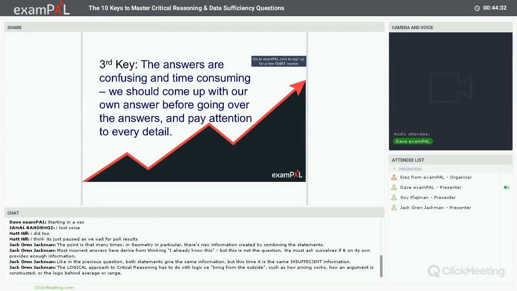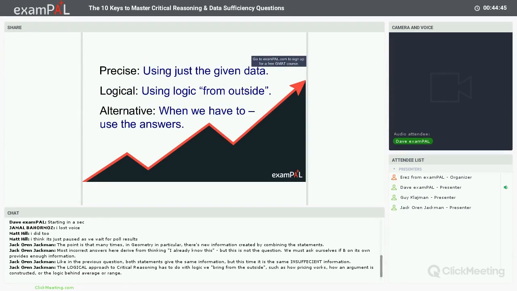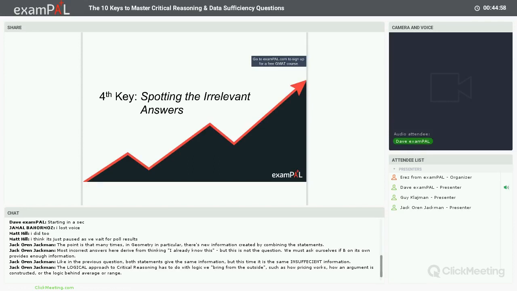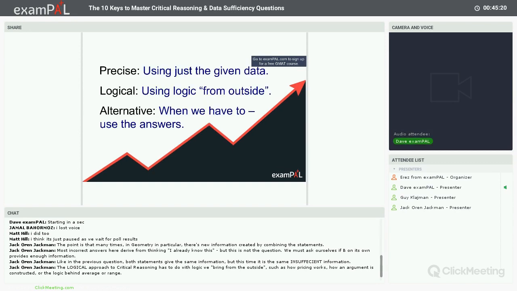The answers are confusing and time-consuming. We should come up with our own answers before going over all of the answers and paying attention to every detail. So I'm just going to quickly recap our PAL system once again, since it's so basic to everything we do here. Precise is using just the given data, logical is using logic from outside, and alternative means, when we have to, using the answers. This brings us to our fourth key, spotting the irrelevant answers. And here we're going to use the option we haven't discussed yet in critical reasoning, which is alternative, right? When we have to, using the answers.